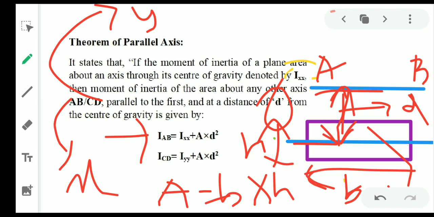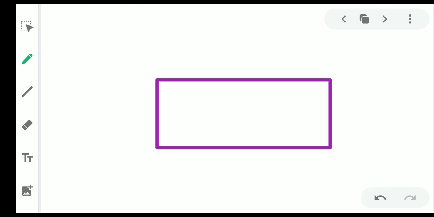If we are taking in y direction, means this is CD, so that will be changed into I_yy plus A into d square. As this is a simple rectangular section, the area remains the same. The only change will be in D, the distance. Okay, this is a rectangular section.